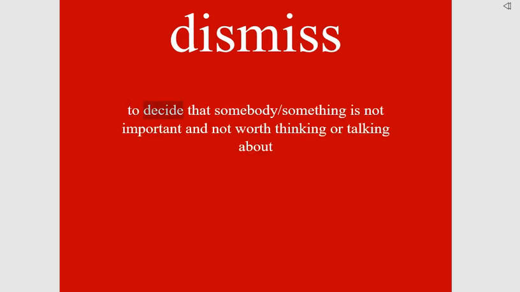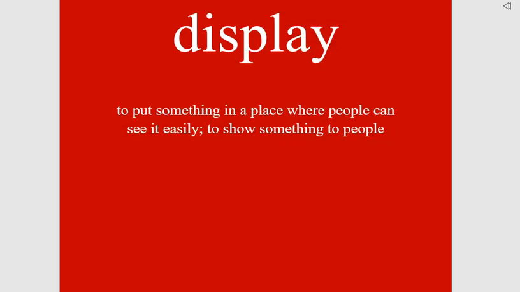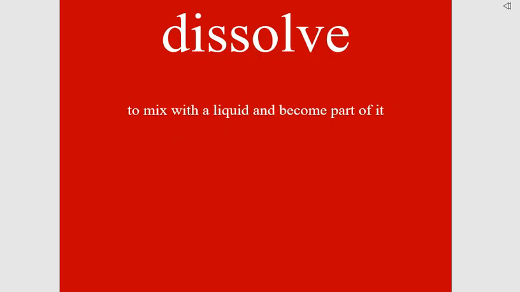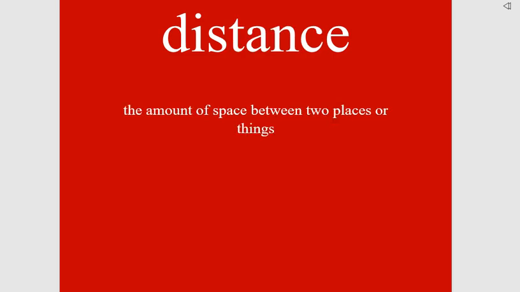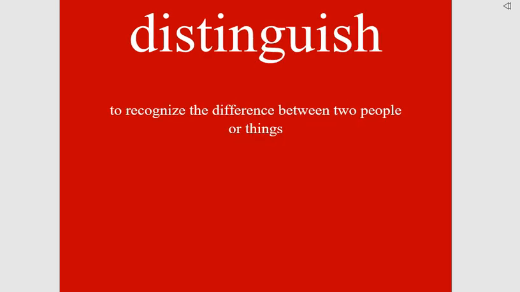Dismiss. To decide that somebody/something is not important and not worth thinking or talking about. Display. To put something in a place where people can see it easily, to show something to people. Dissolve. To mix with a liquid and become part of it. Distance. The amount of space between two places or things. Distinguish. To recognize the difference between two people or things.